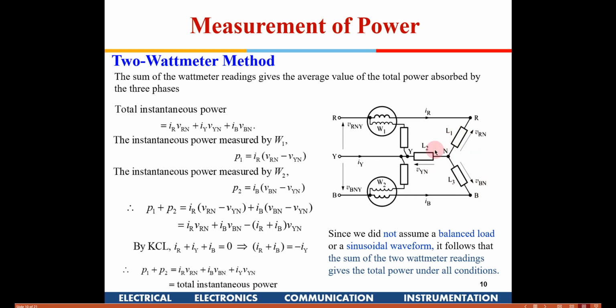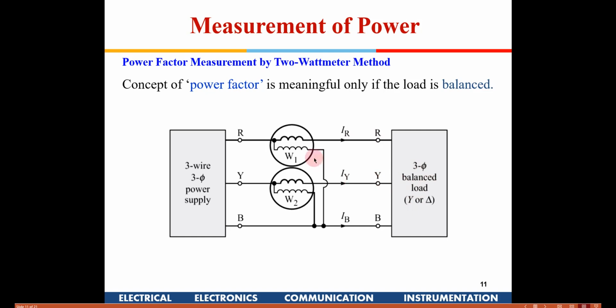For a balanced load, power factor makes sense. So for a balanced load, by connecting these two wattmeters and adding the two powers, you will get the total power. But what is the power factor? If you get the power factor, then you can also tell the reactive power, right? So for a balanced load, using the 2-wattmeter method, I can even compute the power factor. If it is an unbalanced load, you can only find out the total power.